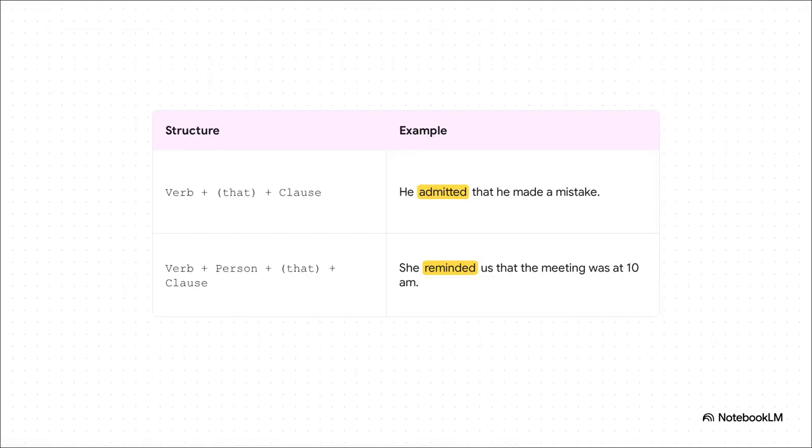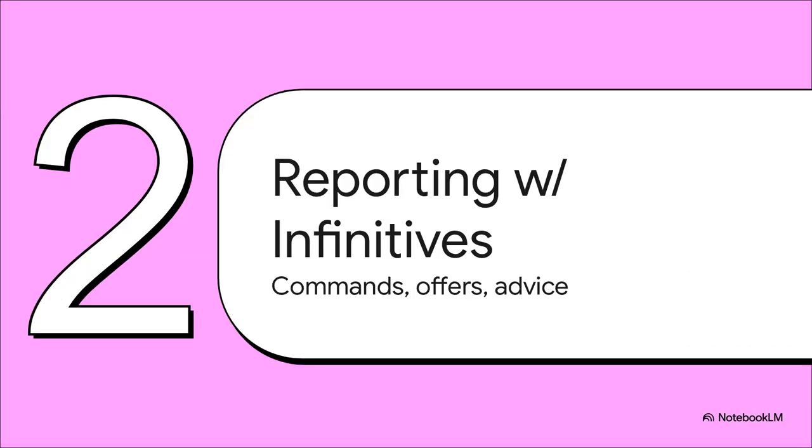Let's see how this actually works. So, for that first pattern, you've got verbs like admitted. He admitted that he made a mistake. See? No specific person is mentioned there. But for the second pattern, with verbs like reminded, you need a person. She reminded us that the meeting was at 10 a.m. That's aimed right at us. Makes sense, right?